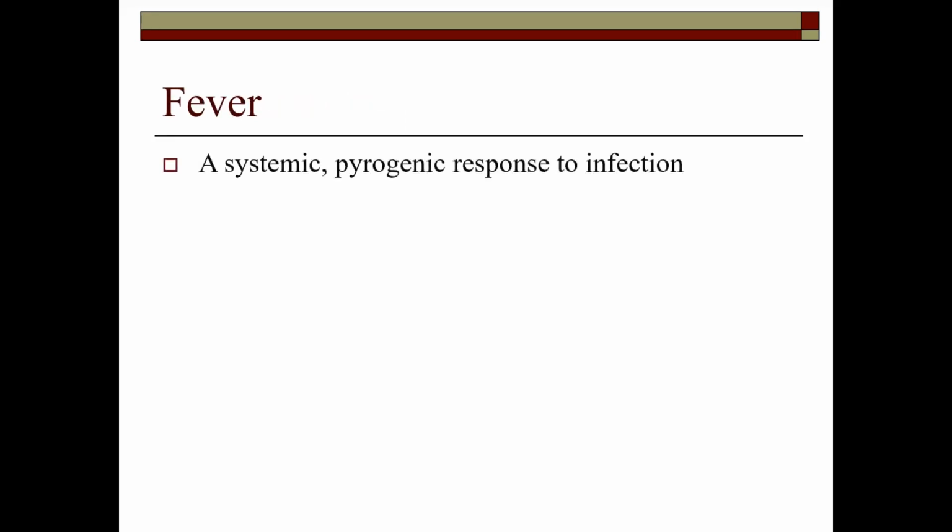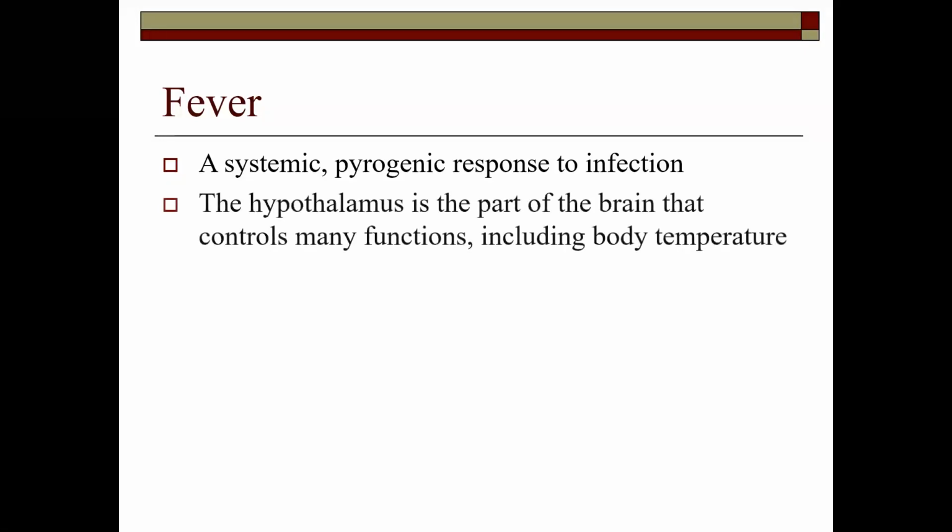So fever, we all know what fever is, okay? So that's when your body temperature goes above 98.6 degrees Fahrenheit. And the hypothalamus, you should have learned a lot about the hypothalamus in A&P 1. The hypothalamus does lots and lots of things in the body. It's a very small part of the brain that has lots and lots of jobs. And one job that it has is it maintains your body temperature. It's basically your thermostat. It's your body's thermostat.